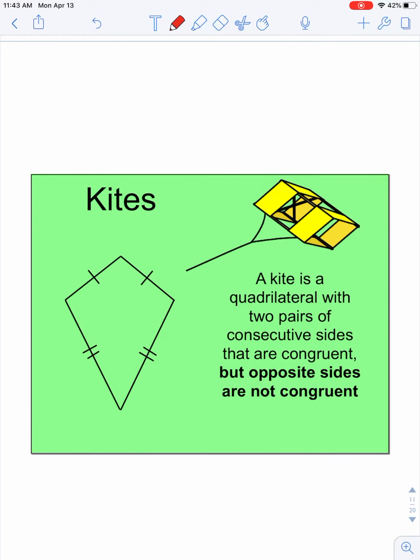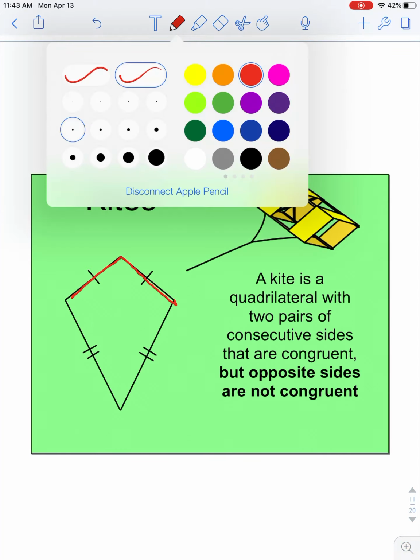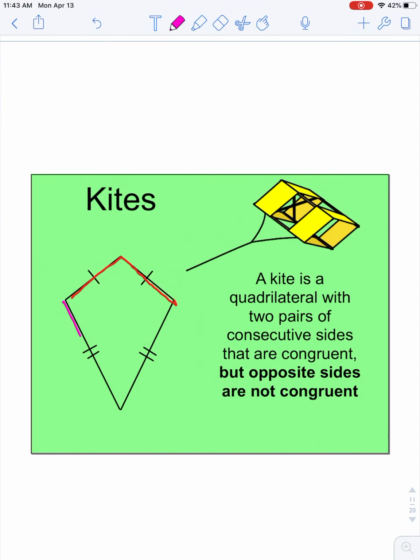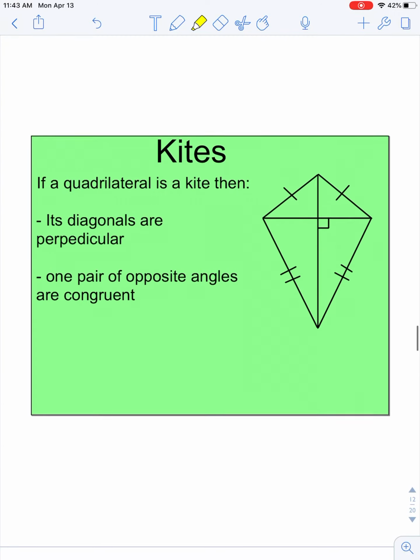So a kite is a quadrilateral with two pairs of consecutive sides that are congruent, but opposite sides are not. So this means consecutive, next to each other. Okay, so those two sides are consecutive and congruent, and these two sides. That's by definition of kite. The opposite sides, so when we look at these two sides, these are not congruent. That's what that means.